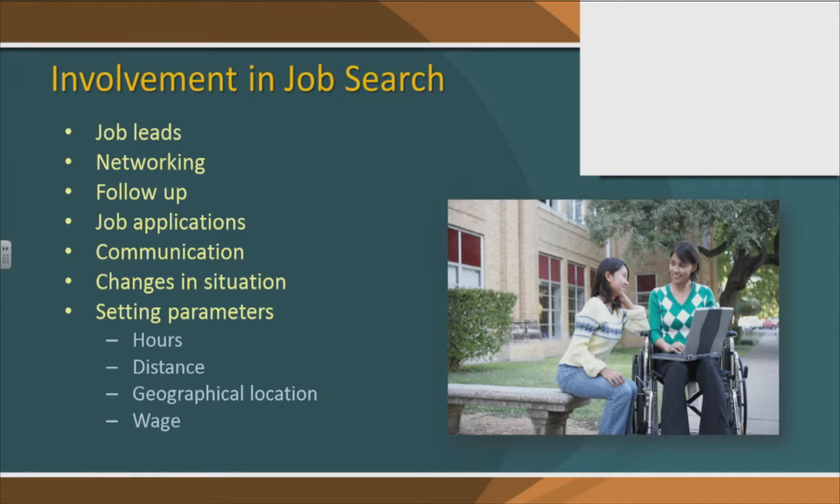Also, setting parameters. Parameters are going to help us make sure that we are looking for the appropriate job for you. Maybe with the correct hours. Maybe there are certain hours you can't work, or maybe your family is not willing to transport outside of a certain distance, or there's a specific geographical location that you would prefer to work in. Or maybe even talking with you about what type of wage you're looking for, and making sure that we have all that information so that we're not sending you job leads that don't match what you're looking for and wasting time on leads that aren't going to be the best match for you.